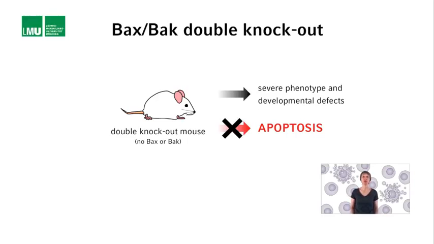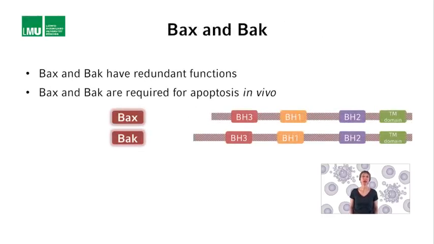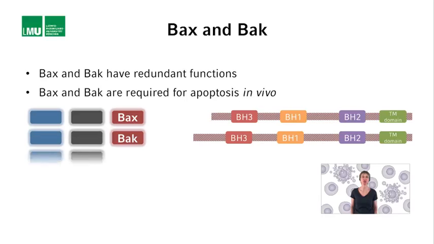This finding demonstrated two important things. First, Bax and BAK have redundant functions, and second, Bax and BAK are required for apoptosis in vivo. Not only the functions of Bax and BAK turned out to be redundant, but also the functions of some of the sensors and some of the guardians. This has made it challenging to dissect the function of these proteins genetically in vivo.